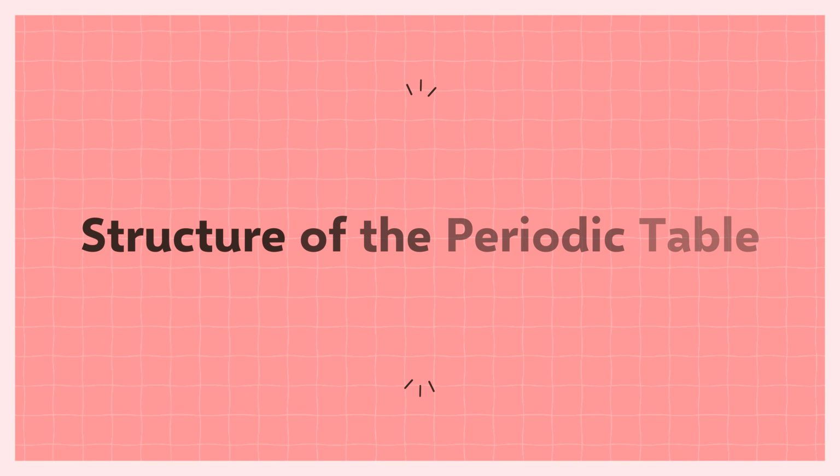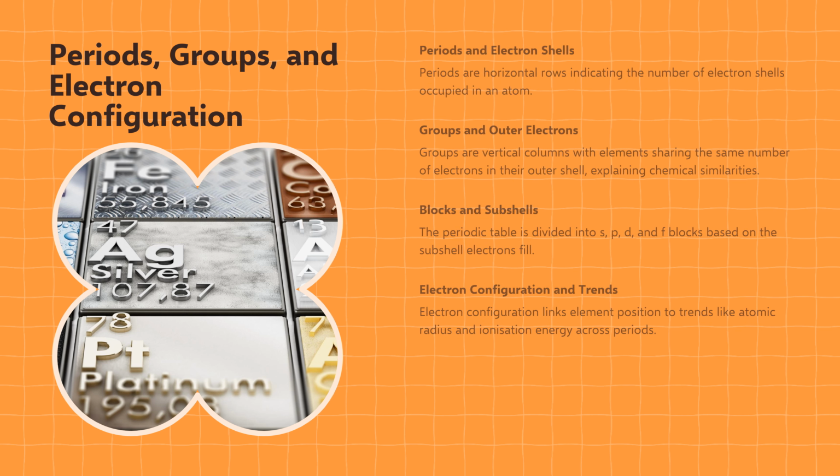Periods, groups, and electron configuration. The structure of the periodic table is fundamental to understanding periodic trends. Periods are horizontal rows and correspond to the number of occupied electron shells in an atom. For example, all period 3 elements have 3 electron shells.